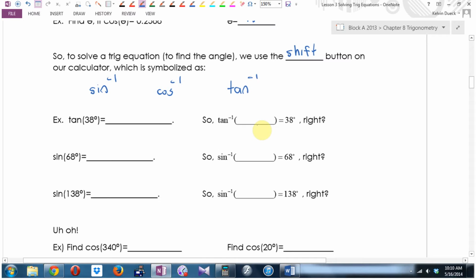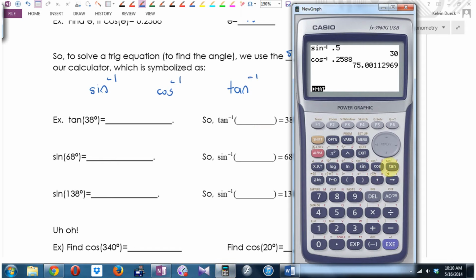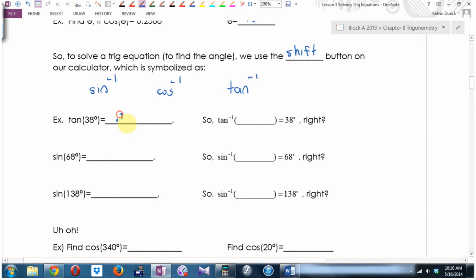So, what is the tangent of 38 degrees? Can you find that on your calculator to 4 decimal places? Tangent of 38, you get 0.7813. Let's write that down here. What that means, Seb, is if I go shift tan of 0.7813, I should get 38 degrees. I should get the angle it came from.